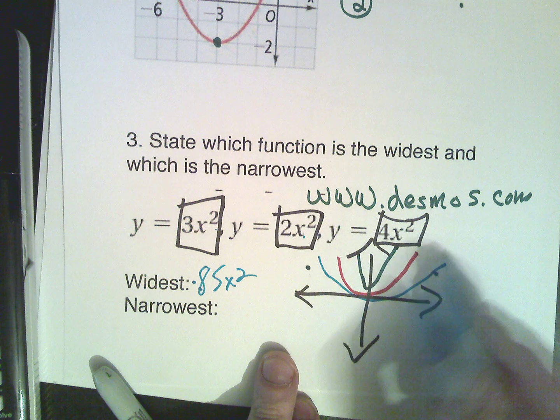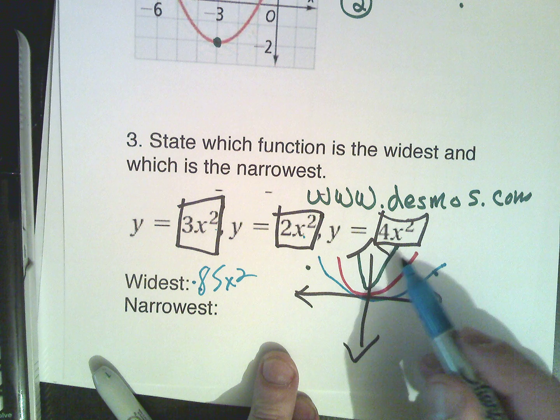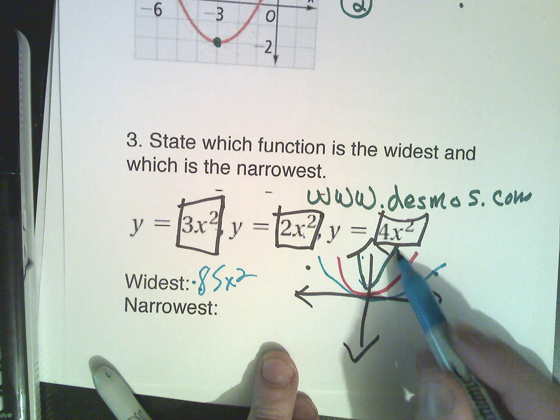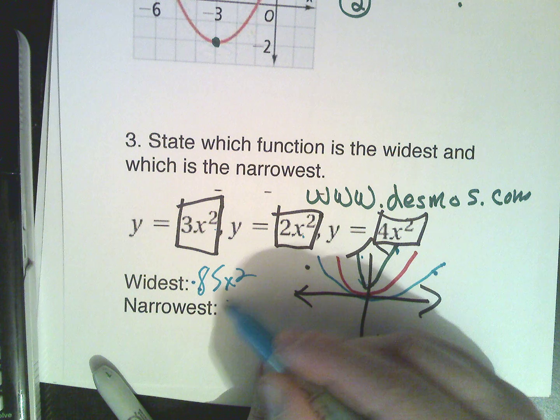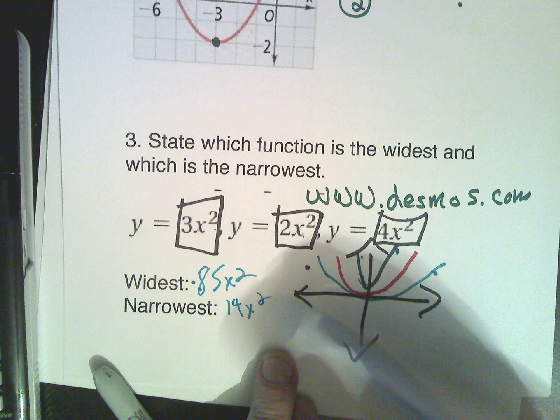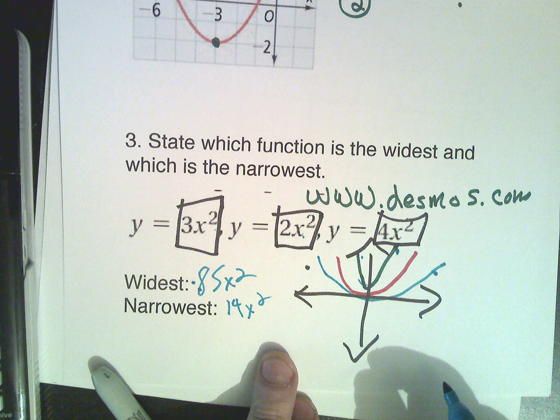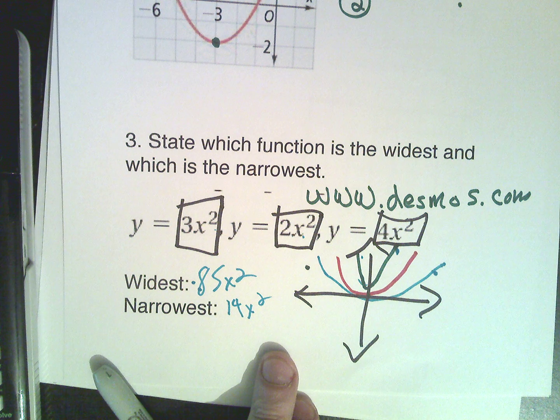Then you look at the other ones. You say, which one is the narrowest? Well, it's obviously this green one. So you would say this one is 14x squared. There you go. That's all you have to do.